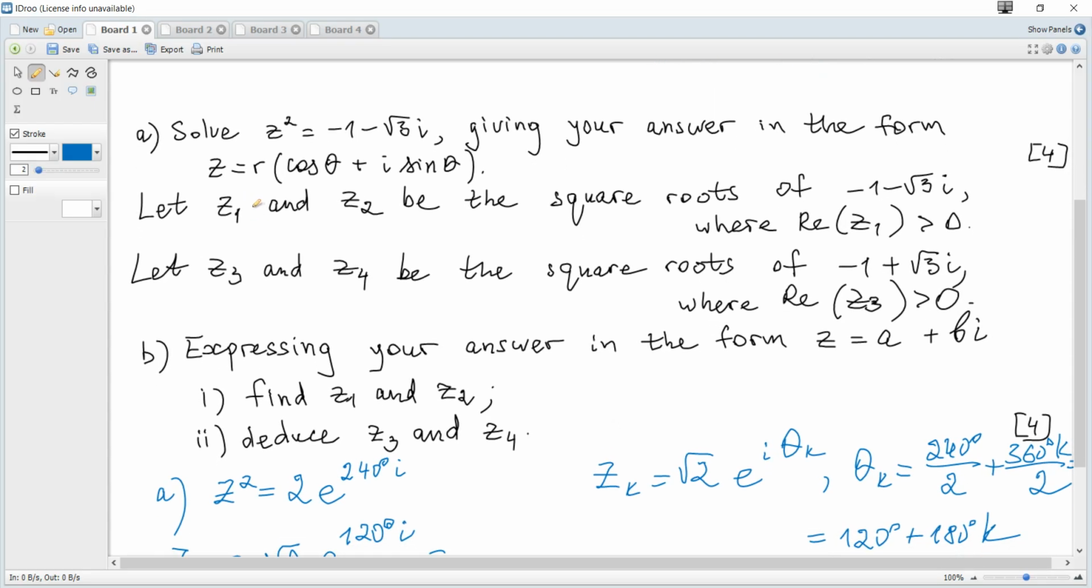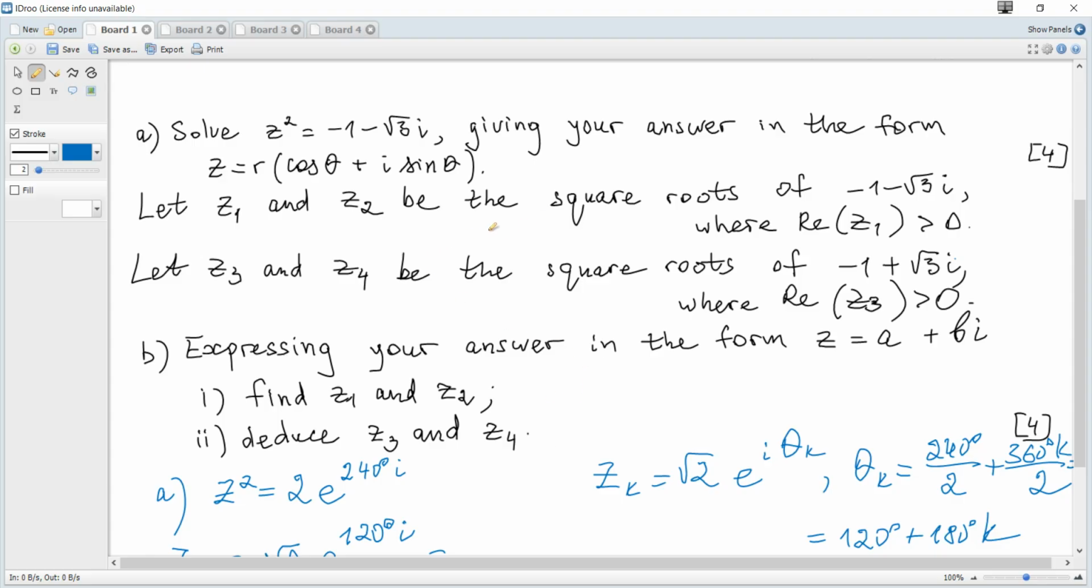The next: let Z1 and Z2 be the square roots of the same complex number, negative 1 minus square root of 3i, and let Z3, Z4 be the square roots of negative 1 plus root 3 i. You can see that it's the same but the complex conjugate. Complex conjugate means that every i becomes negative i. Question B: expressing your answer in the form a plus bi, find Z1 and Z2 and deduce Z3 and Z4.